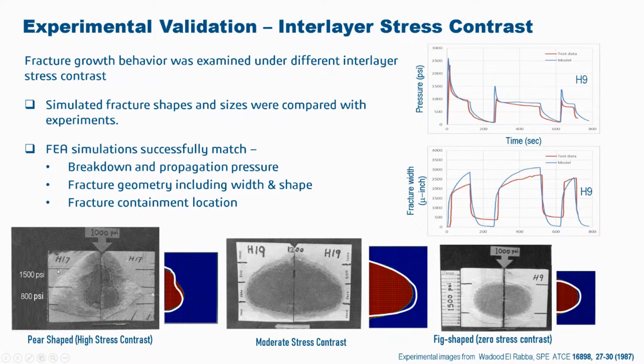So the rock is divided into several layers, and the different layers are subjected to different amounts of stress, and the difference leads to what we call interlayer stress contrast. This experiment explores the fracture behavior for different interlayer stress contrasts, and it was seen in the experiment that as the interlayer stress contrast decreases, the fracture geometry changes from a pear shape to a fixed shape. So we simulated these various scenarios using our fracture modeling capabilities and compared the results with the experimental ones.